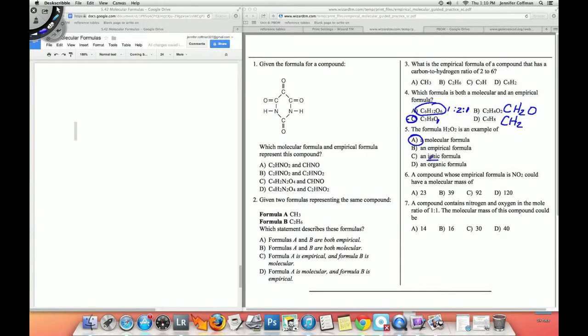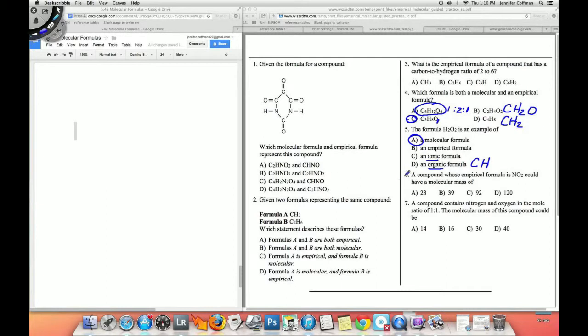An ionic formula. Ionic formulas mean that it is a metal and a nonmetal. It's a salt. We don't have a metal and a nonmetal here. Hydrogen is a nonmetal and oxygen is a nonmetal. An organic formula indicates that it contains carbons and hydrogens. And we do not have an organic formula here. There's a whole unit on organic chemistry. If you're watching this at the end of the year for review, then you have already done it. If you haven't gotten to the organic unit yet, we'll get there.